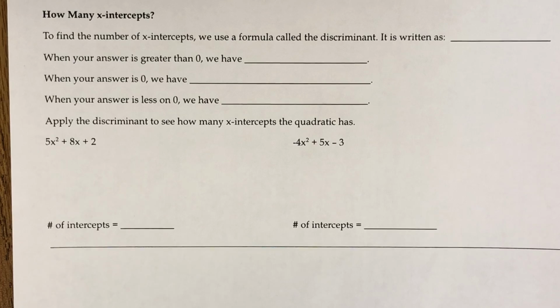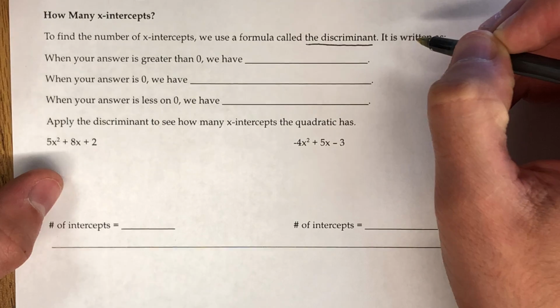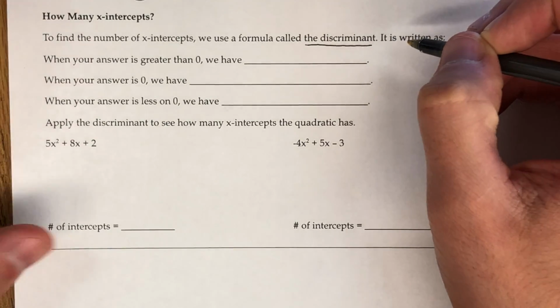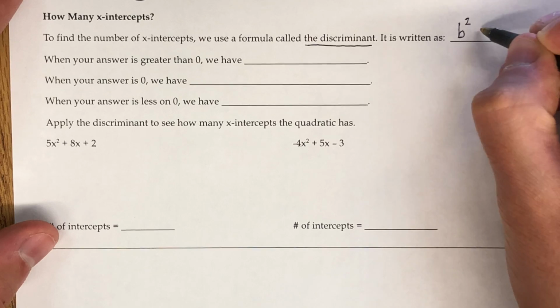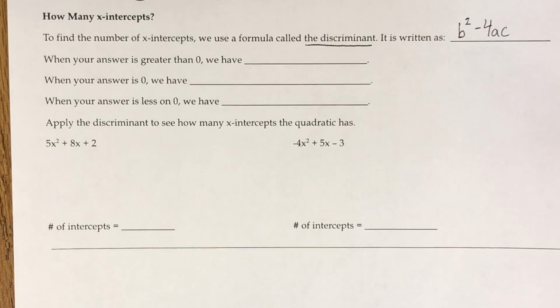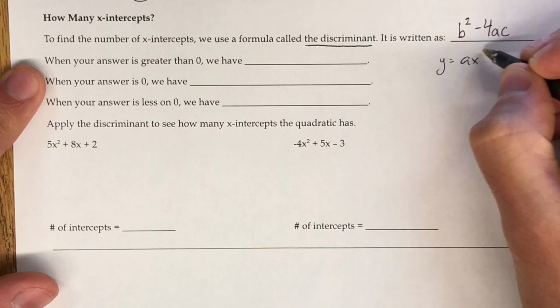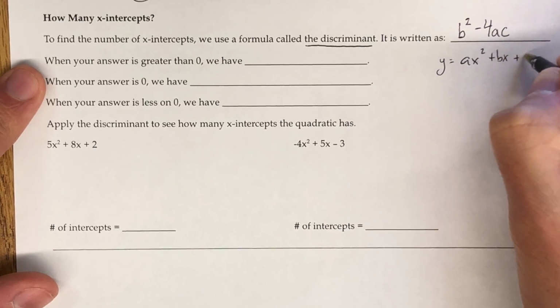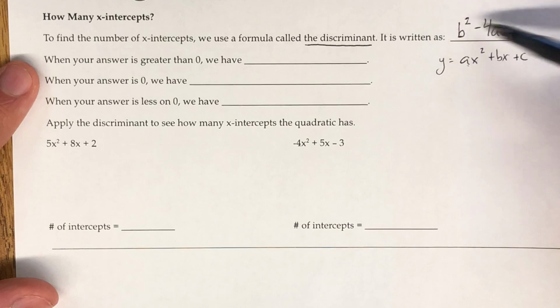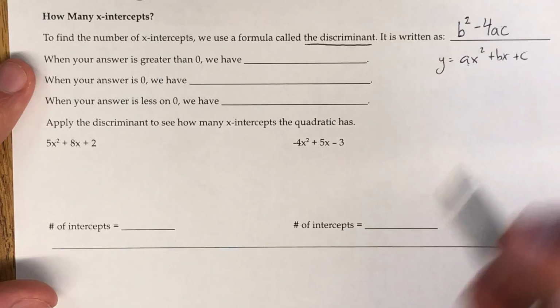So to find the number of x-intercepts, we have a formula called the discriminant. And we write that formula as b squared minus 4ac. Where our a, if we have a quadratic function, it'd be y equals ax squared plus bx plus c, where the a goes with x squared, the b with x, and the c is just our number. And this may look a little familiar. It's a piece of the quadratic formula, and there are some key connections there. But we'll talk about that later on.